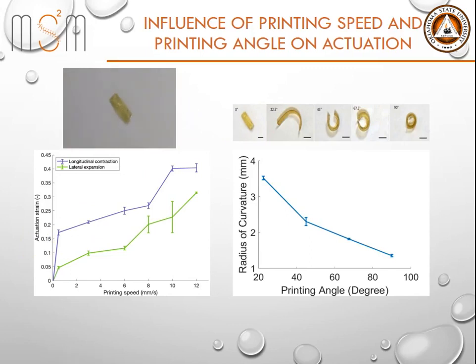If the specimens are printed at an angle, they tend to bend during actuation, as shown in the top right images. We found that the radius of curvature decreases at higher printing angles.